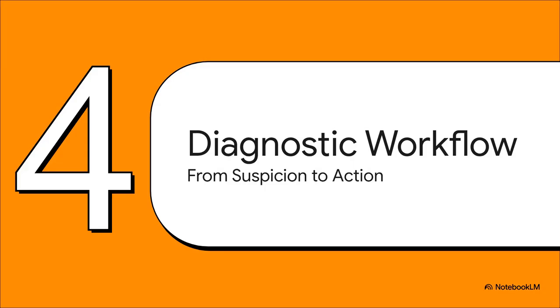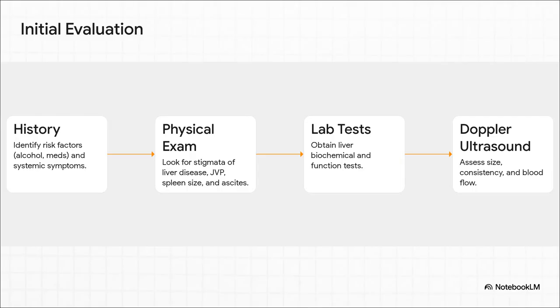So, with our differential diagnosis all mapped out, let's build a practical workflow. This is your game plan, how you take that initial finding and methodically turn it into an actual diagnosis. This is your 4-part initial workup. First, you start with a great history. You've got to ask about alcohol, medications, any systemic symptoms like fever or weight loss.